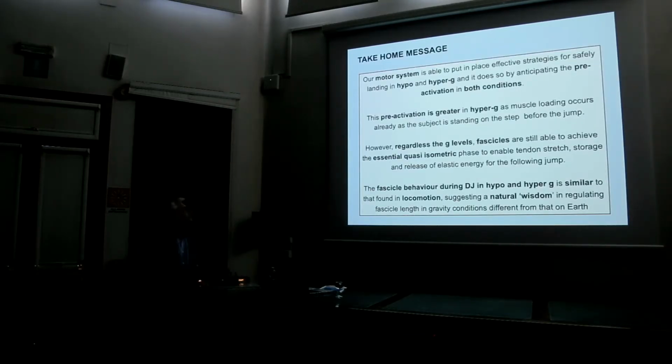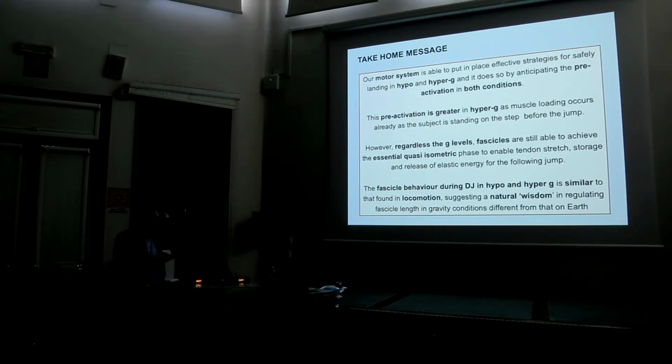So to pull all this information together, I think there are various take-home messages. One, first of all, is that our motor system is able to put in place effective strategies for safely landing in hypo-G and hyper-G, and it does so by anticipating the preactivation phase in both conditions. And this preactivation is greater in hyper-G as the muscle loading occurs already when the subject is standing on the force platform. However, regardless of the G levels, fascicles are still able to achieve the quasi-isometric phase, and this is essential to enable tendon stretch to store elastic energy to be used in the following jump.